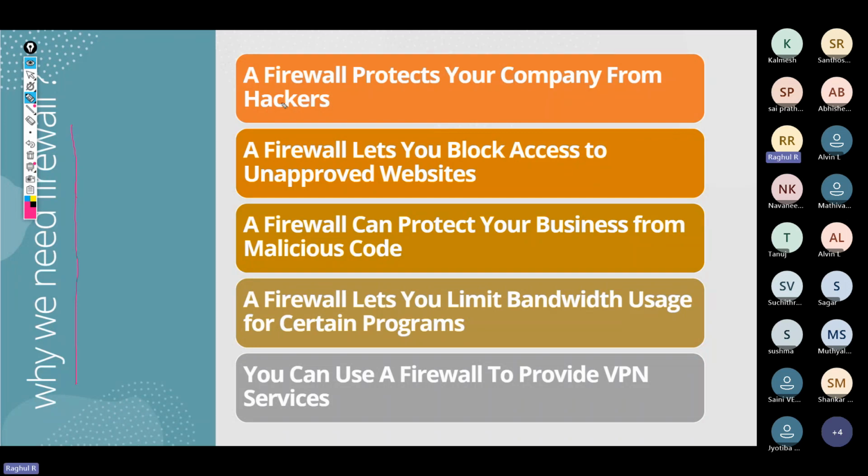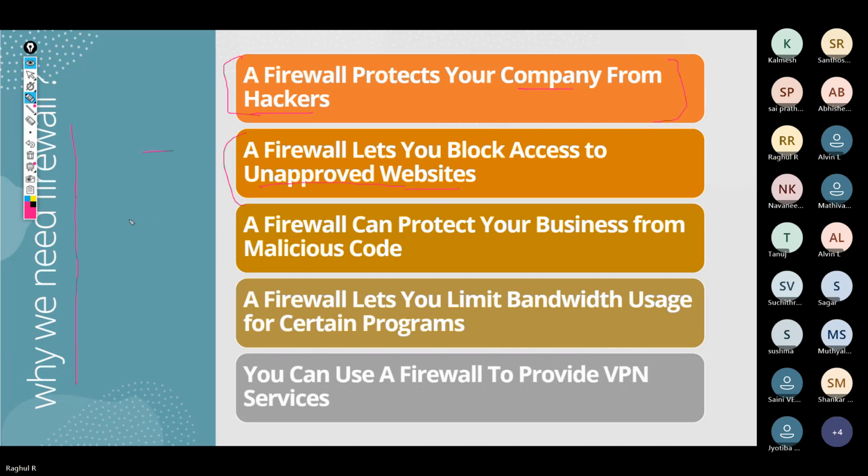So you can see the answers here. Firewall protects your company from hackers. Okay, so the same diagram that we used. Anyone on the internet can send a request to the local LAN, so the firewall will block the request. So that is the first point. Firewall blocks unapproved websites.